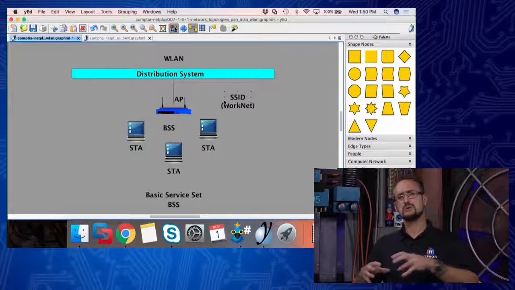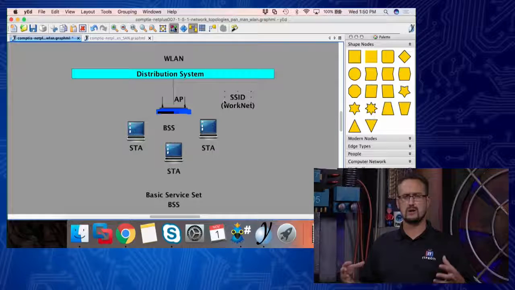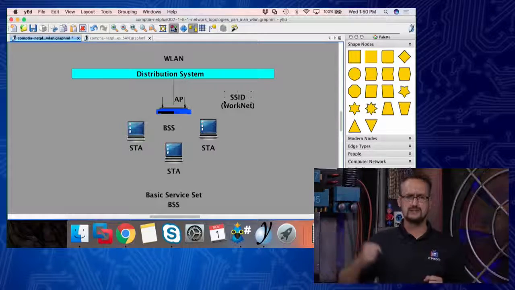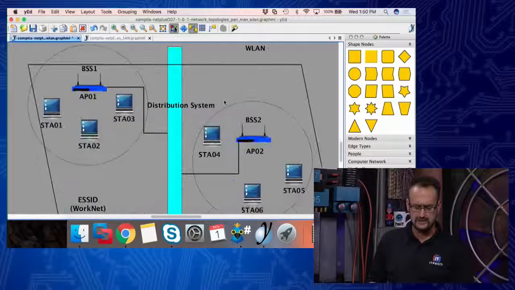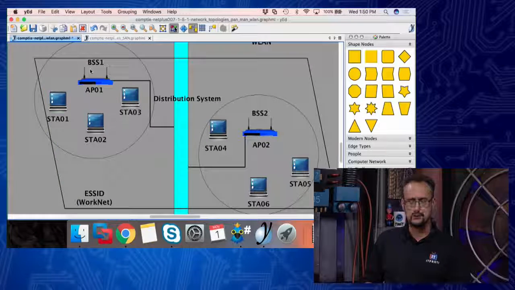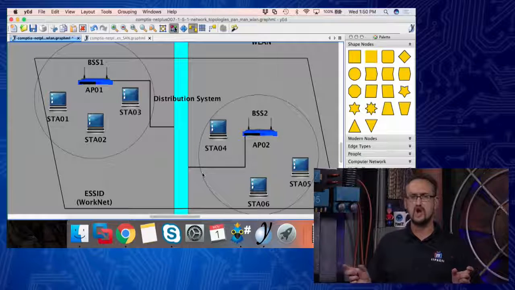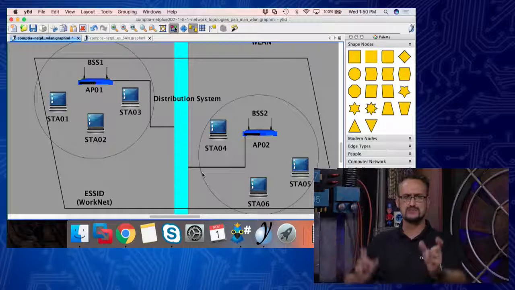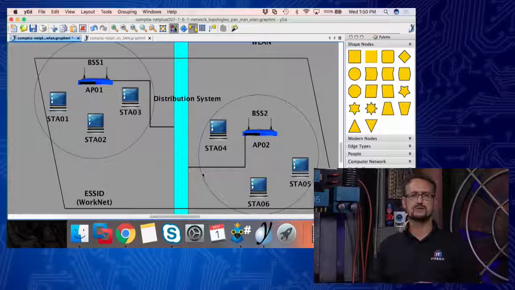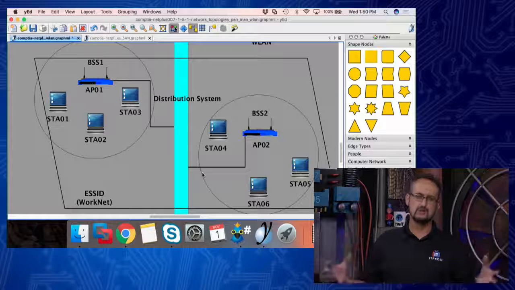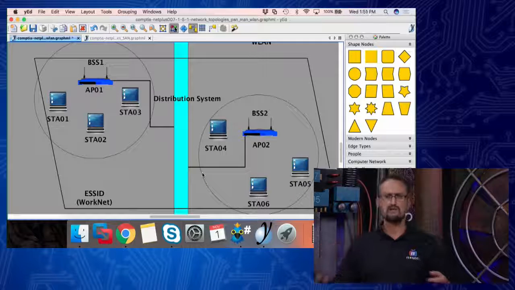The great thing is you can expand the coverage area by putting two access points on the same network, essentially, and you have two basic service sets. When they're joined together and both access points are responding to the same service set identifier, it becomes what's known as an extended service set. Think about it as extending the range of the network, and this is where things like Wi-Fi roaming come in.